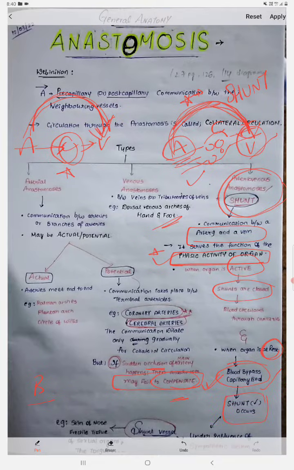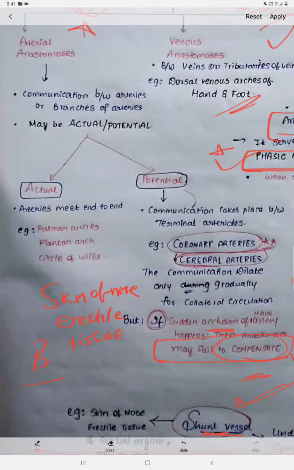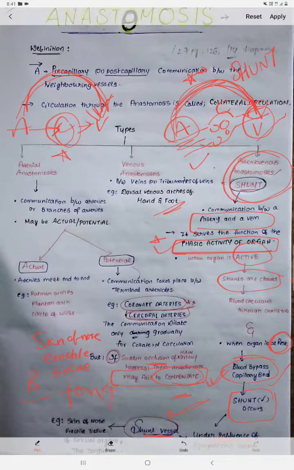Then the shunt occurs in the skin of the nose, erectile tissue and the sexual organs, and these come under the influence of the sympathetic system. Remember the skin of the nose and some erectile tissues, which are actually the sex organs that participate in the erection of the organs. And the tongue also comes under this shunt.